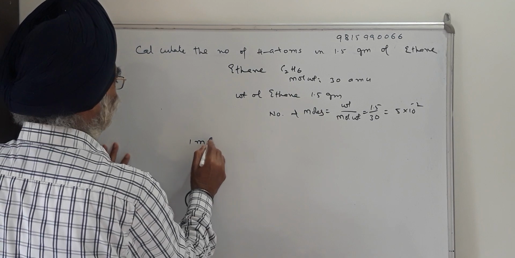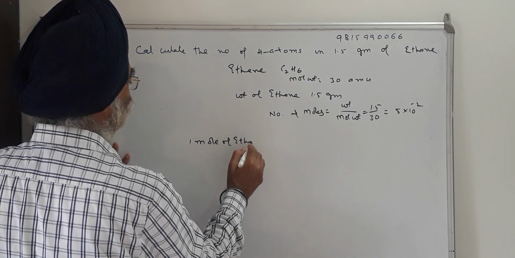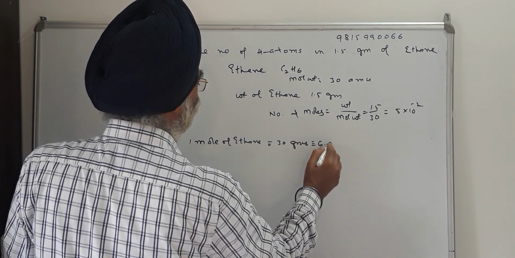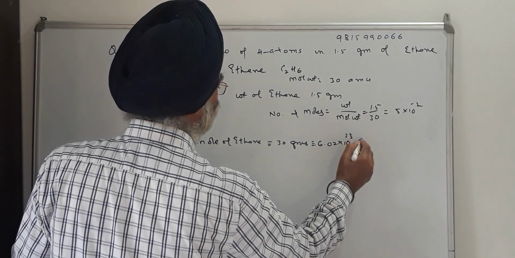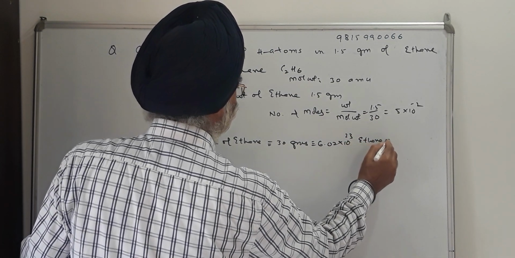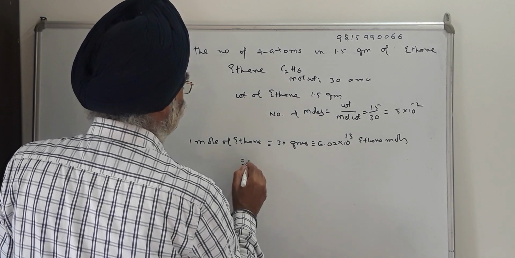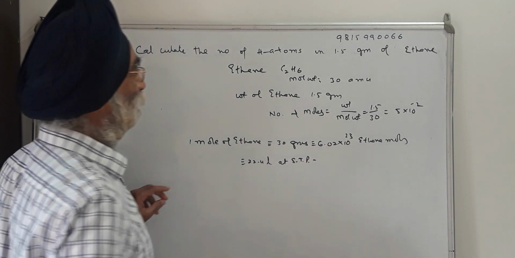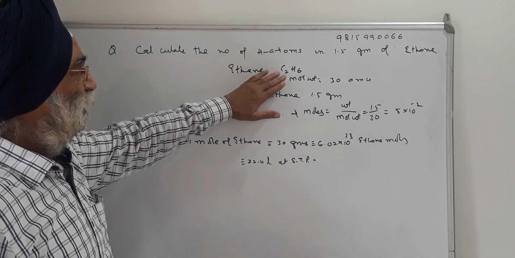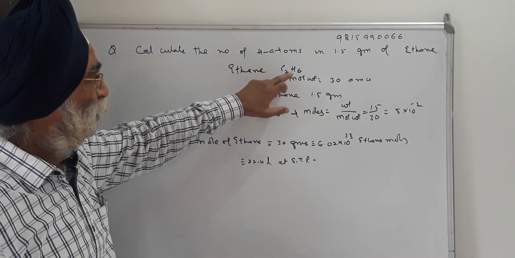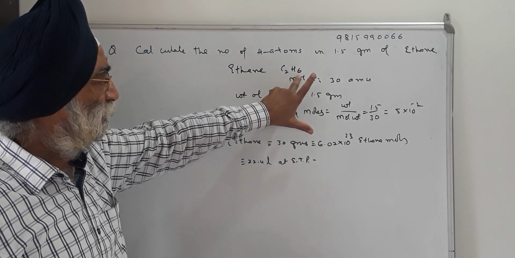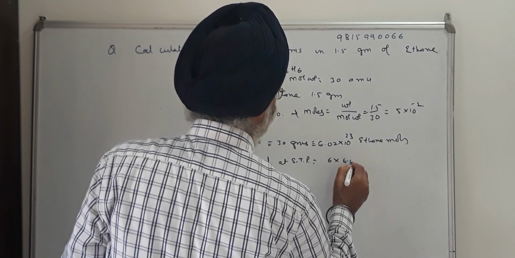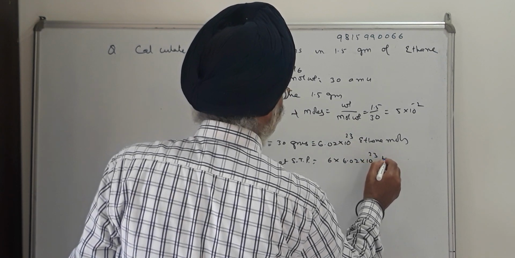1 mole of ethane is 30 grams, 6.02 into 10 raised to the power 23 ethane molecules, 22.4 liters at STP, and hydrogen atoms. We shall ignore the number of carbon atoms. 6 into Avogadro's number of hydrogen atoms.